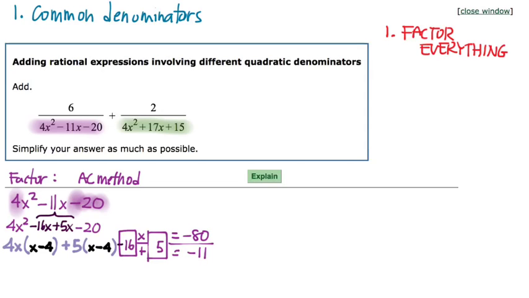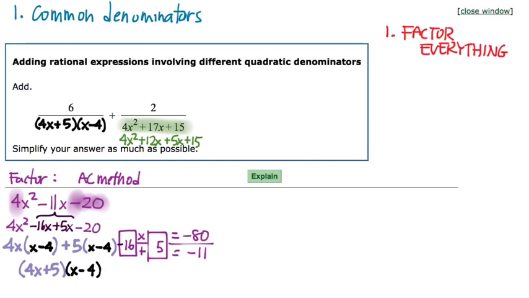So when I factor this by grouping, we get 4x plus 5 times x minus 4. We're understanding our original denominator in a different way, in its factored form. We'll do the same thing for our second denominator. Using the AC method on this one splits our middle term into a 12x and a 5x: 4x squared plus 12x plus 5x plus 15.